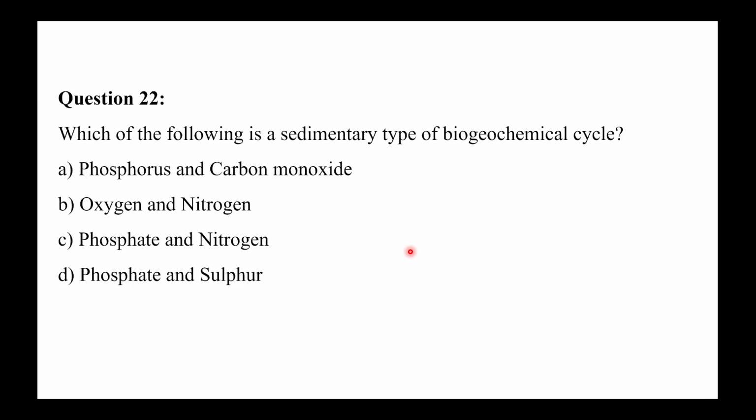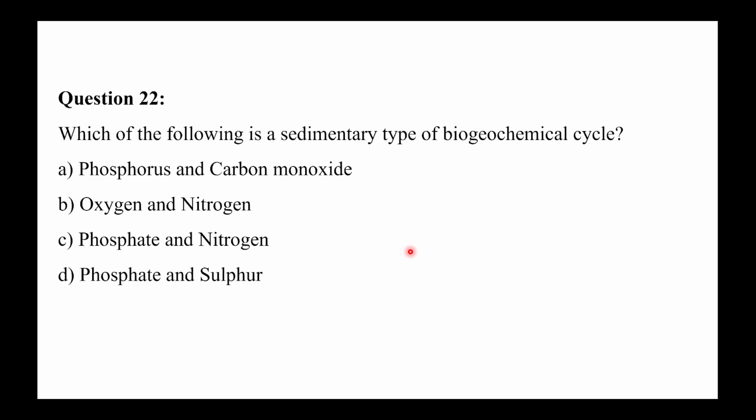Okay, moving on to the next question. Which of the following is a sedimentary type of biogeochemical cycle? Phosphorus and carbon monoxide, oxygen and nitrogen, phosphate and nitrogen, phosphate and sulfur.